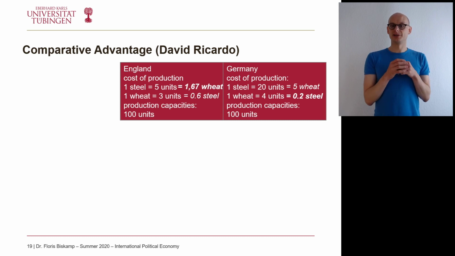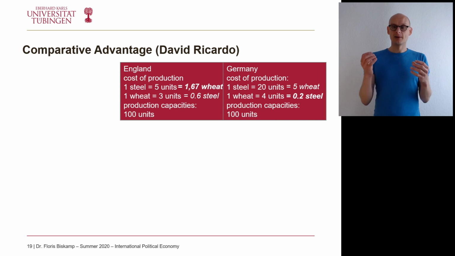In Germany, the situation is somewhat different. Here, producing one steel costs the equivalent of producing 5 units of wheat, and producing 1 unit of wheat costs the equivalent of producing 0.2 units of steel.